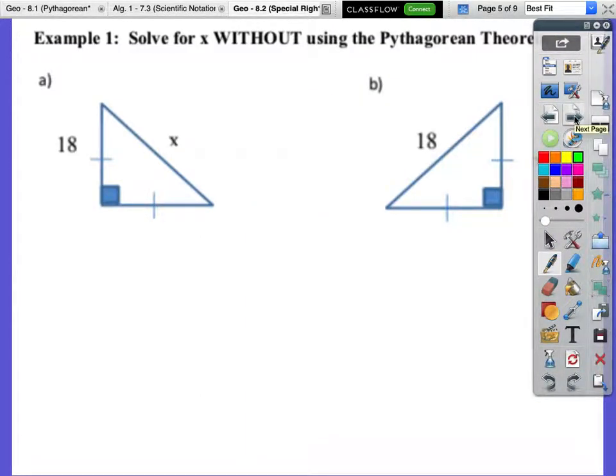Okay. Example 1. Solve for x without using the Pythagorean theorem. I want you to do A and B and solve for it without doing the Pythagorean theorem. So you times 18 by 2 and you do 36. Nope. What does it say? Multiply by square root of 2. Is that the same thing as normal 2? No, you gotta find it. So it'd be 18 times square root of 2.